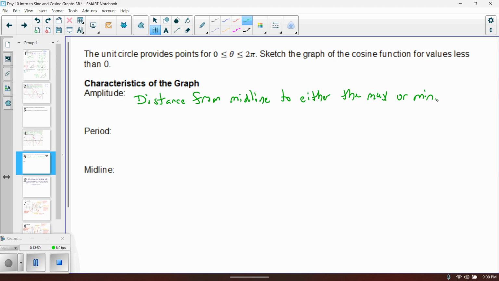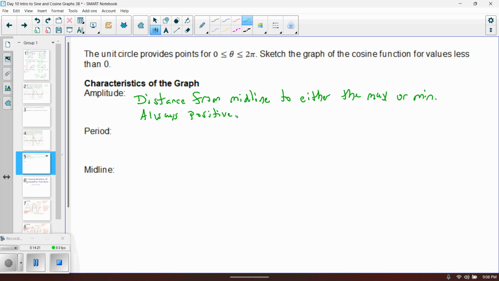And a distance is always positive because it's a distance. You can't have a negative distance. That doesn't make any sense. But a distance is always positive. So when we define it, we are going to define the distance as always being positive. So it's always positive. It does not matter if there's a negative attached to our amplitude or not. It's going to be always positive value.